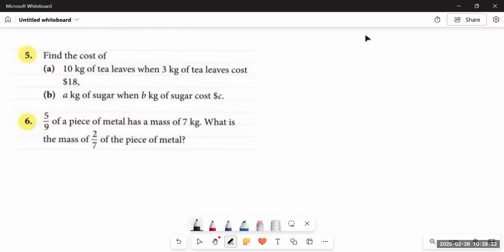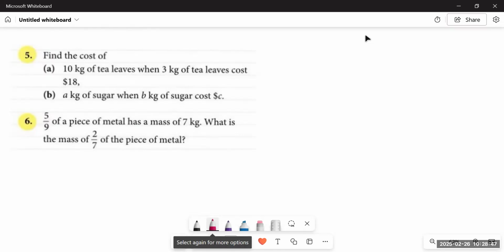Here we are provided with the cost of 3 kg of tea leaves as $18, and we have to find the cost of 10 kg of leaves. I told you, whenever there are two ratios given and we have to find the value of an unknown, first we write them down as equivalent ratios and then solve them.